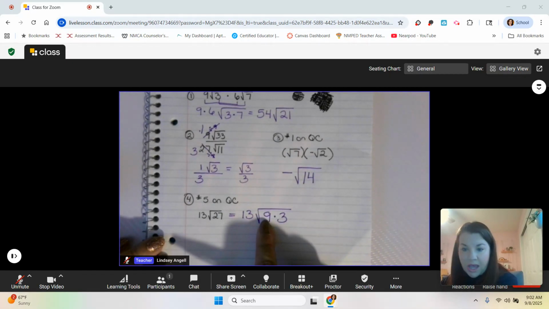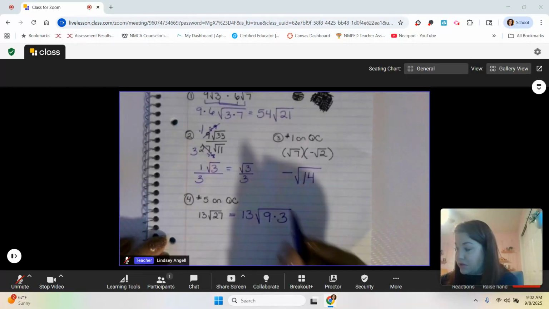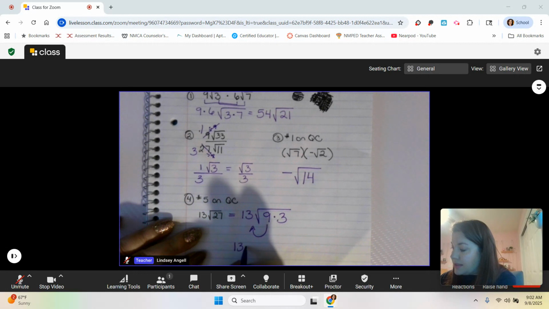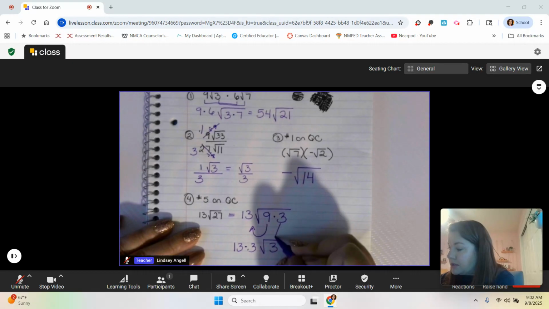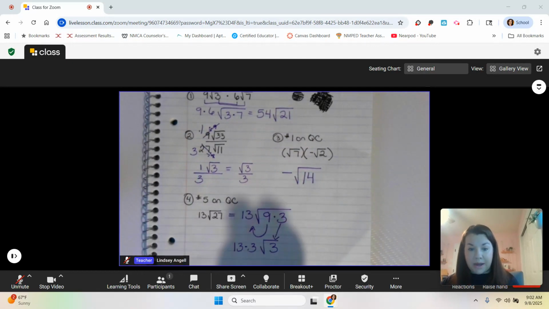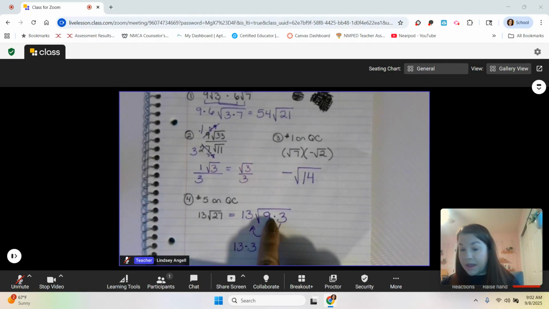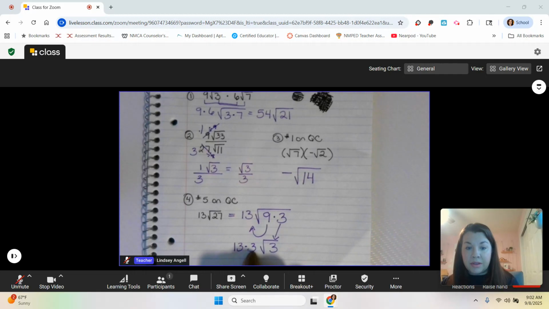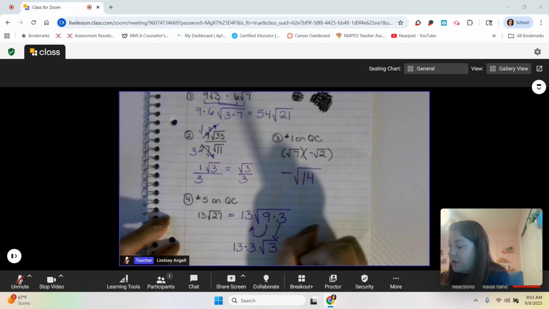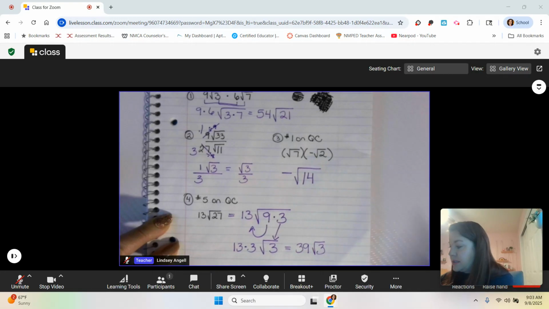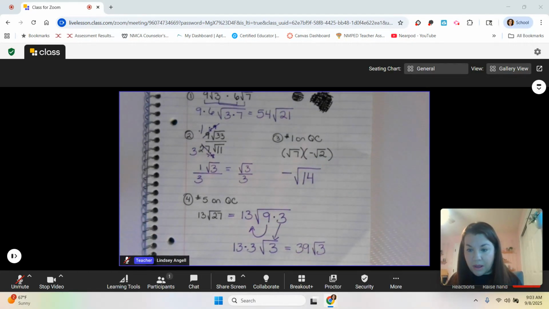Well, the square root of 9, I know, is equal to 3. So really, I can pull that 3 out, and I can write this as 13 times 3 times the square root of 3. So that would stay under the radical. So this was the square root of 9, but we know the answer to that. It's a perfect square, so I was able to pull it out. That's what happened there. And then I can go ahead and multiply those together. 13 times 3 is 39. And then that would still be multiplied by the square root of 3.